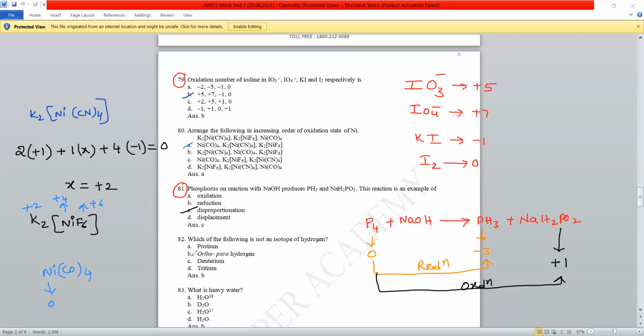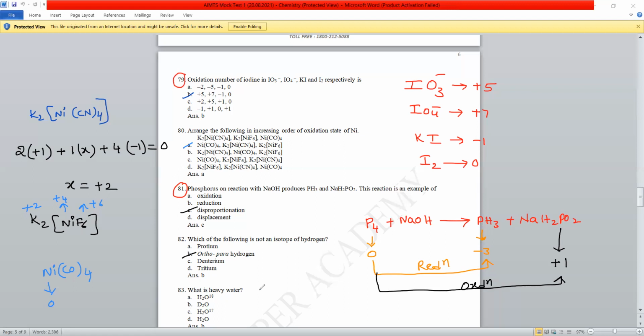Next, question number 82, students. Very easy question. Which of the following is not an isotope of hydrogen? If you know the isotopes of hydrogen, you can easily find which is not. Protium, deuterium and tritium are the isotopes, and ortho and para hydrogens are types of hydrogen. So this is not an isotope. So option B.